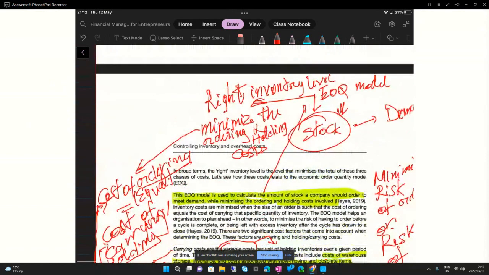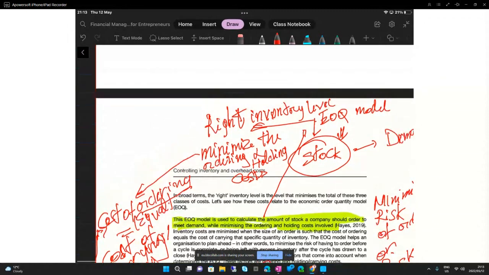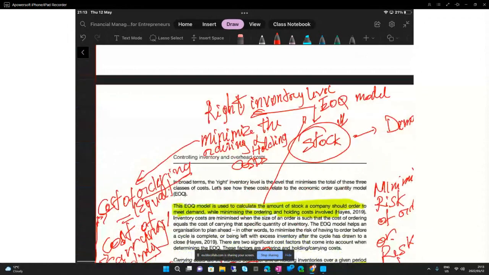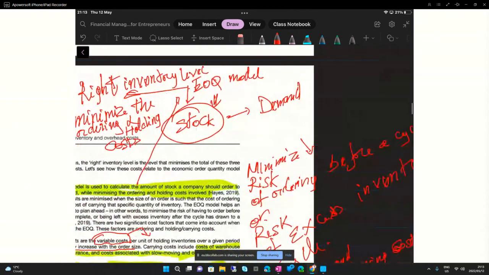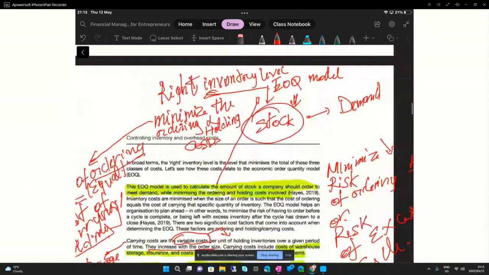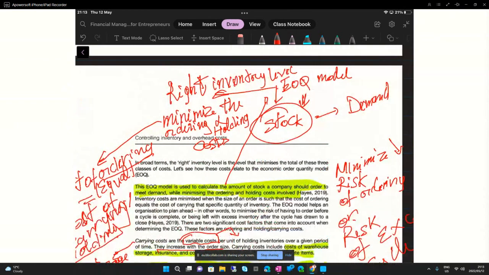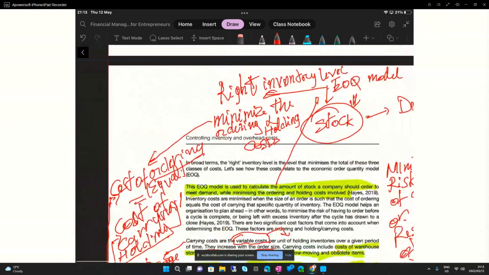Okay, so we need to find what is the right inventory level, and that's where the economic ordering quantity model comes in. Because then the question will be, what is it going to help us with? It's going to help us to minimize the ordering and the holding cost. As you can see, I have made a lot of notes to tell you exactly what is important, what you should understand.